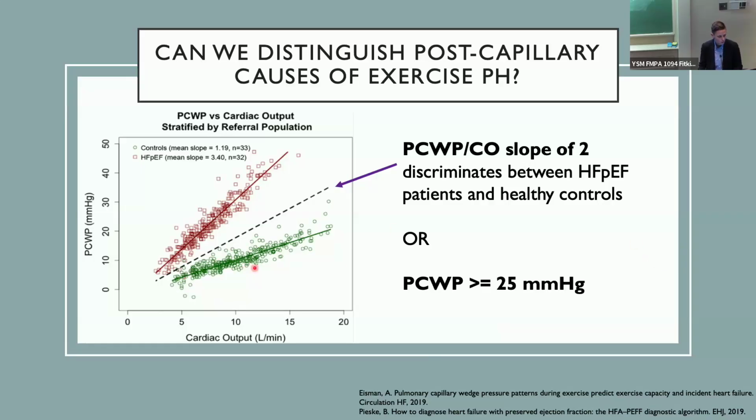In healthy individuals, shown here in green, we see that a baseline wedge to cardiac output slope is around 1. But in patients with diagnosed HFpEF, here shown in red, the slope is much steeper, averaging around 3. And a threshold of 2 seems to cleanly separate the two populations. Alternatively, current guidelines also accept a peak pulmonary capillary wedge pressure greater than or equal to 25 as evidence of HFpEF-related physiology.